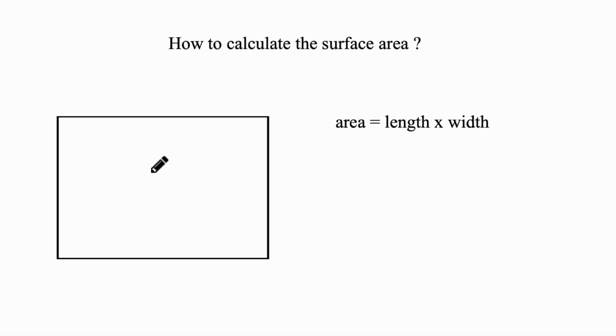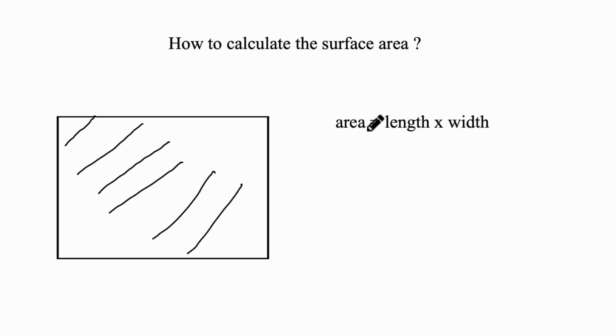So the surface area is basically the area here, okay? In order to calculate that, the equation you have to use is area equals length times width. So if we say the width of this rectangle is 2 and the length is 8, all we need to do is 8 times 2, okay, and that should give us 16.